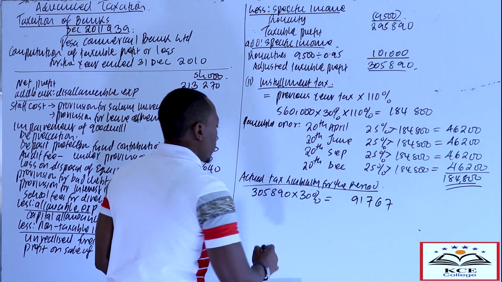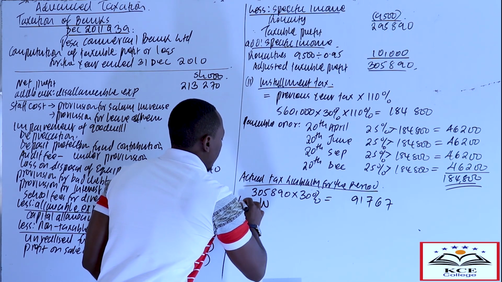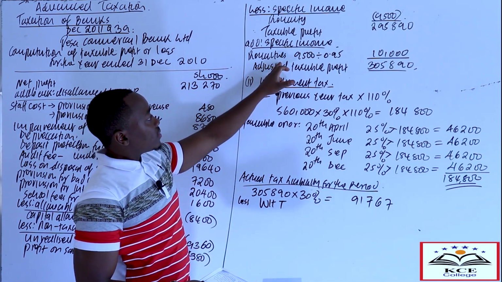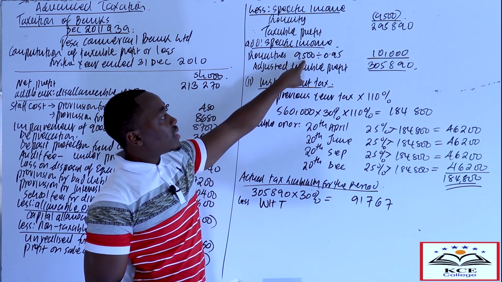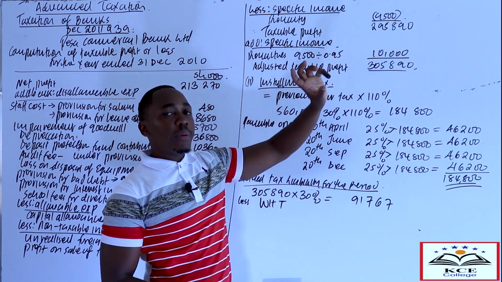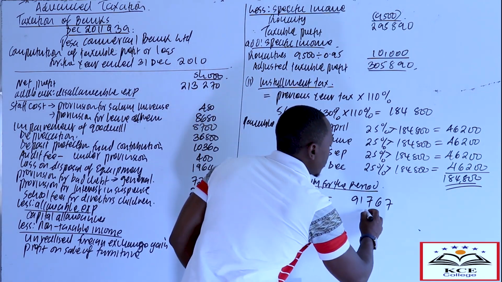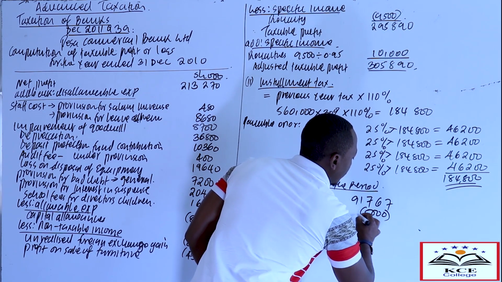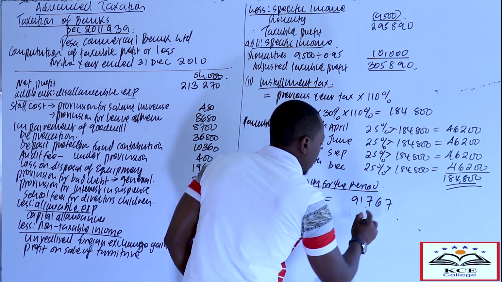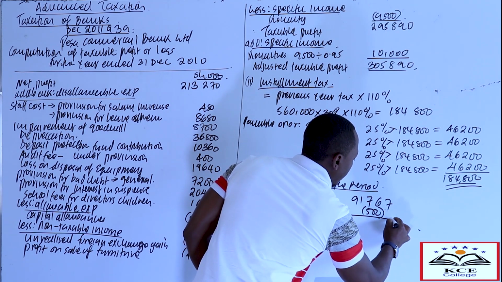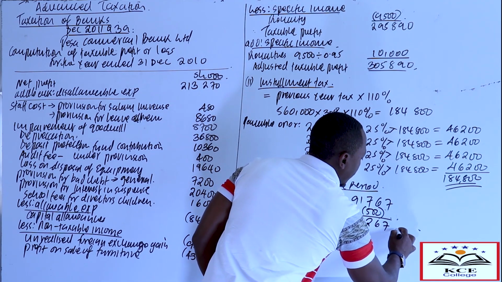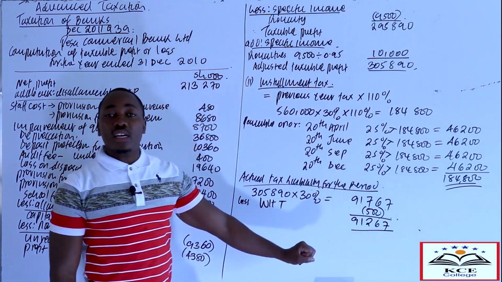But already they have paid withholding tax. You see, on royalties, they received an amount of 9,500. That means the gross was 10,000. If gross was 10,000 and they received 9,500, that means they had already paid withholding tax of 500. So that means the tax for that period should be 91,267. This is what they are supposed to pay for that period.